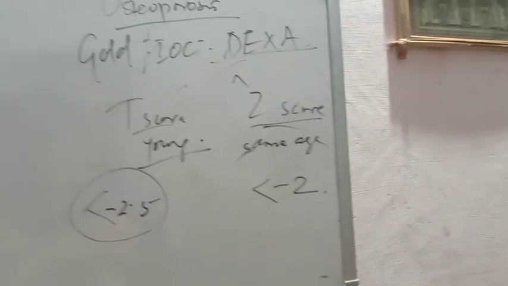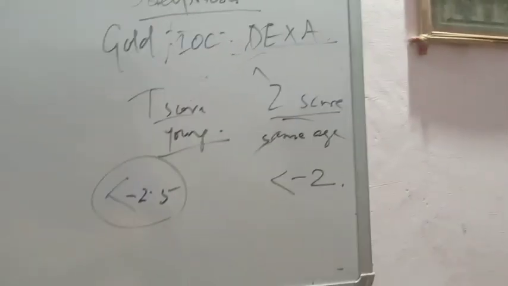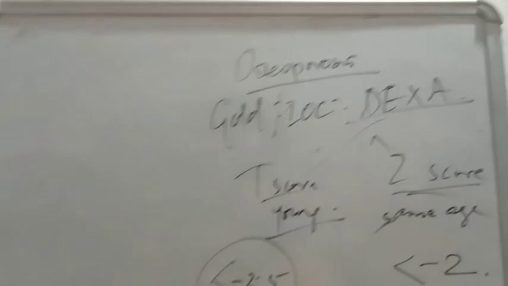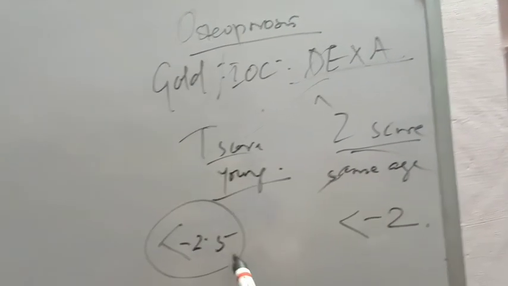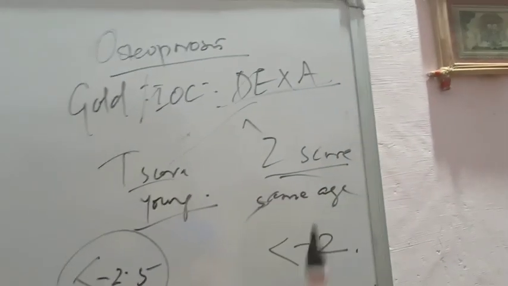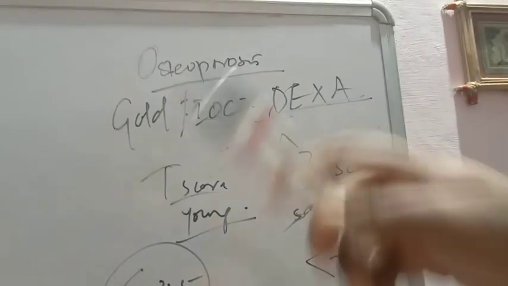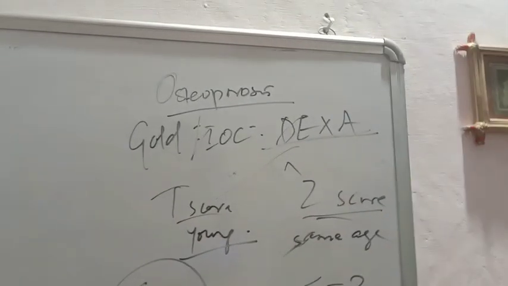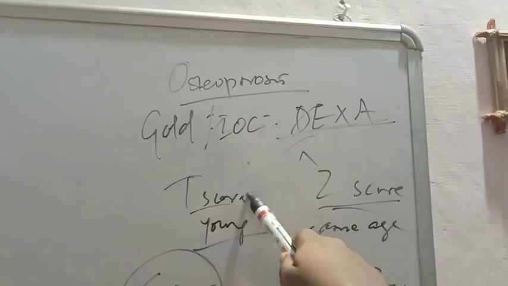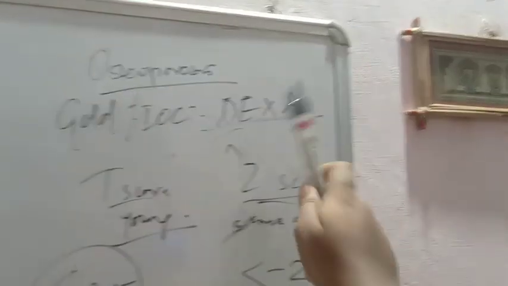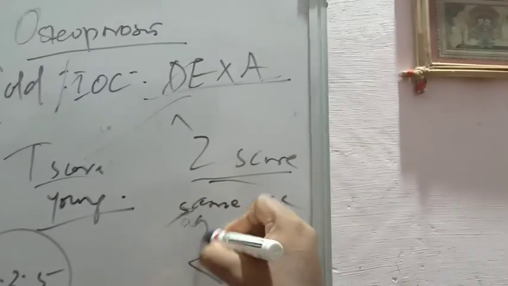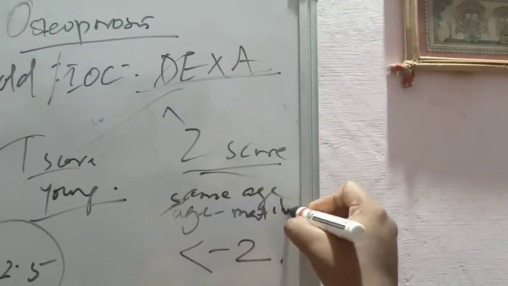I'm not telling you that up to minus 2 is normal. It's not normal. From minus 2 to minus 1, it is osteopenia. But anyway, the point is, for diagnosis of osteoporosis, the T score should be less than minus 2.5 and the Z score should be less than minus 2. And sometimes they will directly ask you what is the gold standard or investigation of choice, that is DEXA. And T score is based on what? It is based on young people, and Z score is based on same age or age matched. They will write it like this in the MCQ. It is an age matched score.